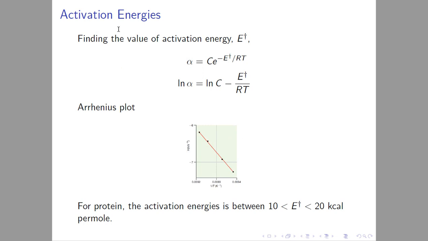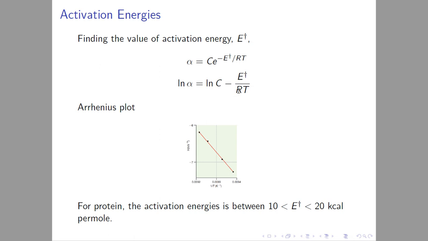Okay, so here we can find the activation energy E dagger using the Arrhenius equation. Taking the ln, we get ln alpha equals ln C minus E dagger over RT. So this is ln C, and the slope is minus E dagger over RT. So here we can get the E.